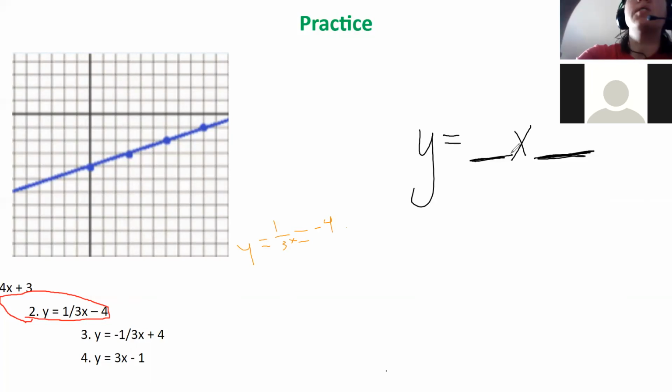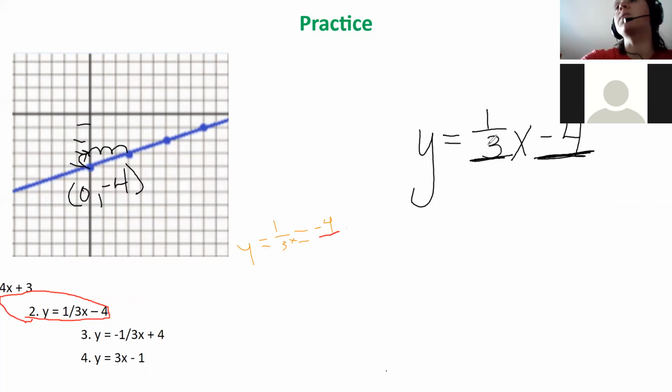Let's check that. So it looks like it's crossing the y-axis 1, 2, 3, 4 at 0, -4. So -4 is definitely going to be our y-intercept. And if you go up 1 and then to the right 3, you get to that next point. So it has a slope of 1/3. Very, very good. Y equals 1/3 x minus 4 is the equation. Questions on that?